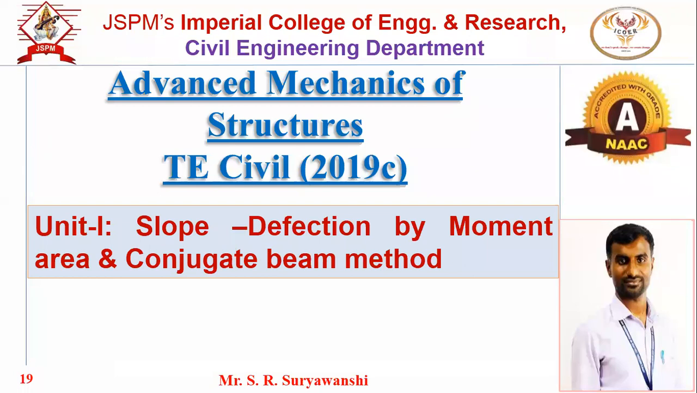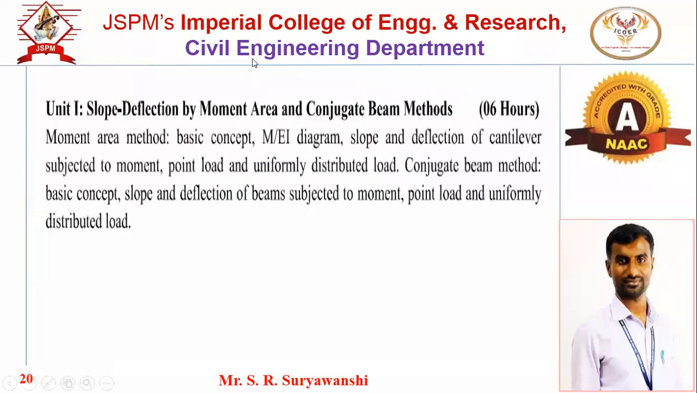Okay. Now we have to find out the slope and deflection. If you see the syllabus, in the first chapter we have to discuss the moment area method. In that we will see the basic concept, M by EI diagram, then slope and deflection of cantilever beam subjected to various loading conditions. Then in the second chapter, we have to study the conjugate beam method. Again, the basic concept of conjugate beam, slope and deflection of beam subjected to various loading conditions. And the loadings they have mentioned are moment, point load and UDL. That's it.